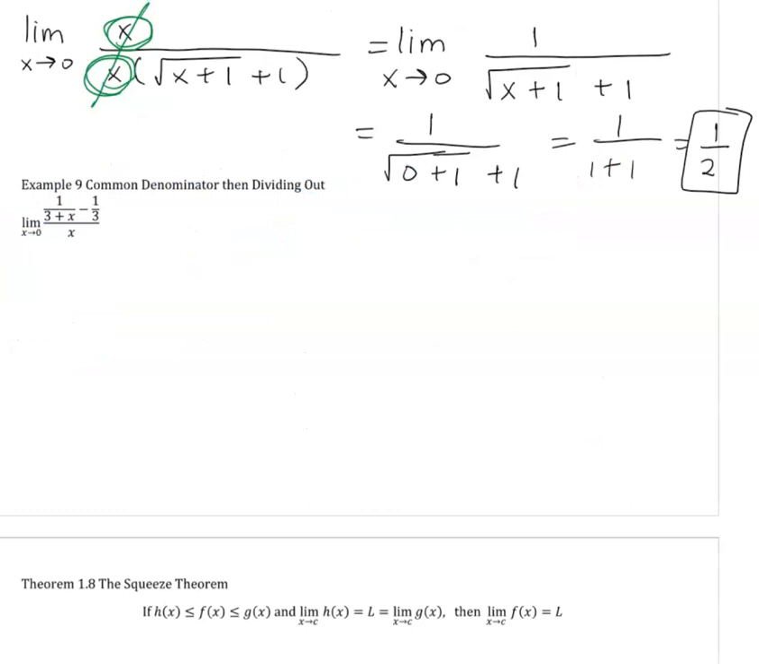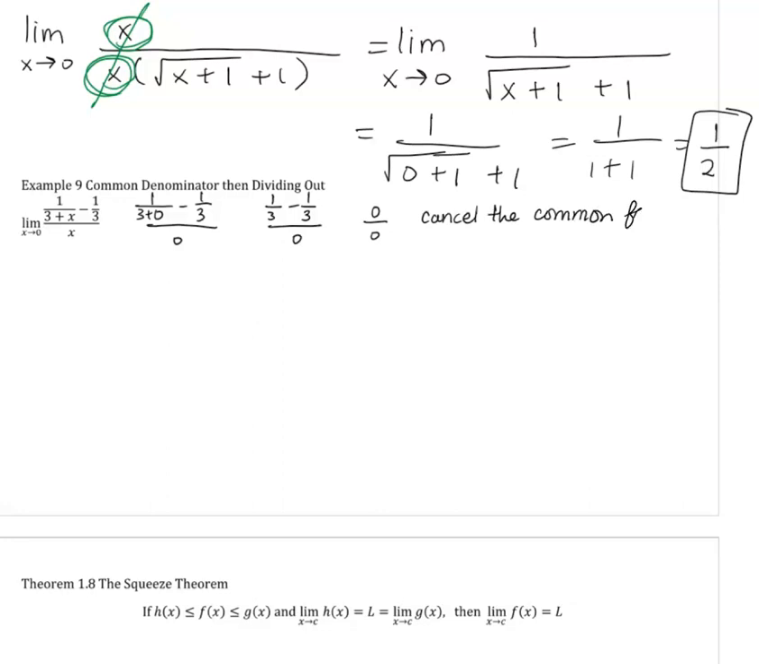In example 9, we are again going to start off with direct substitution. Come in and replace all of these x's with 0. We want to see what's happening as x approaches 0. I have a third minus a third in the numerator over 0, which is 0 over 0. Which again tells us that we need to cancel the common factor.